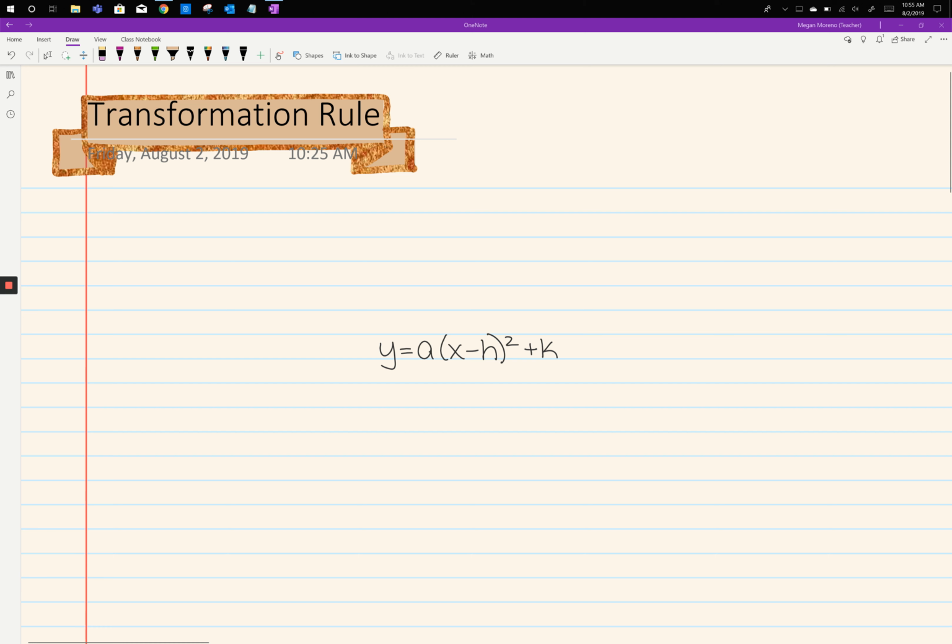So I'm going to be working from right to left, describing what each part of this function means and how we can determine what the transformation is going to look like based on what these values are. So starting off with k, we have that k is our vertical shift. And remember that vertical is up and down. So if we have that our k is positive, then we're going to be going upward. Positive looking up. And if it's negative, we're looking down. So we're moving downward.